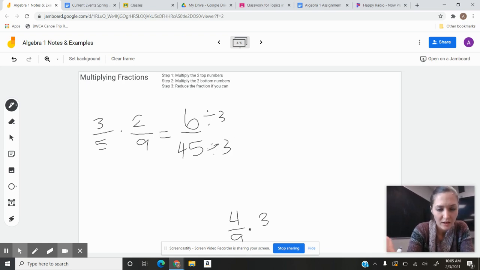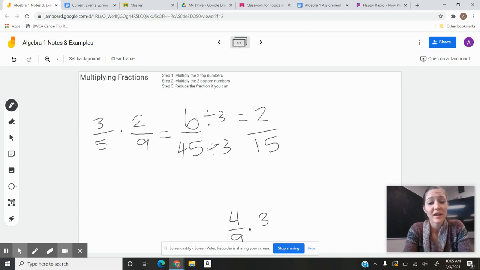Sorry, my divide sign got a little messy there. Okay, 6 divided by 3 is 2. 45 divided by 3 is 15. You learn something new every day. All right, I can't divide by 2, 3, or 5 anymore, so this is the most reduced form of that fraction. So number 5, 2/15.